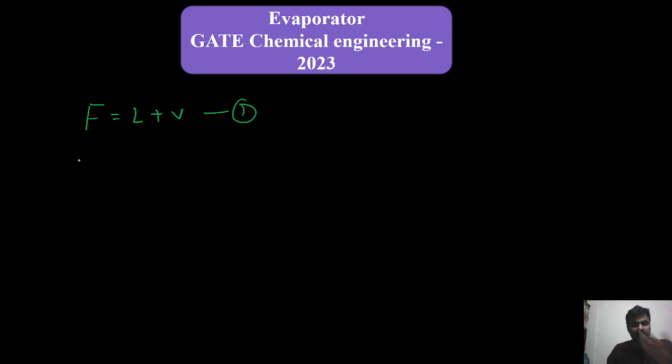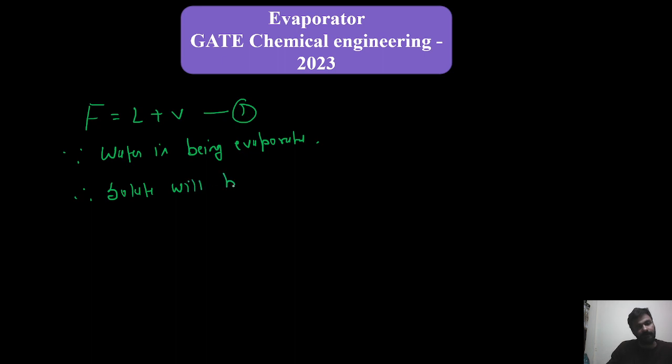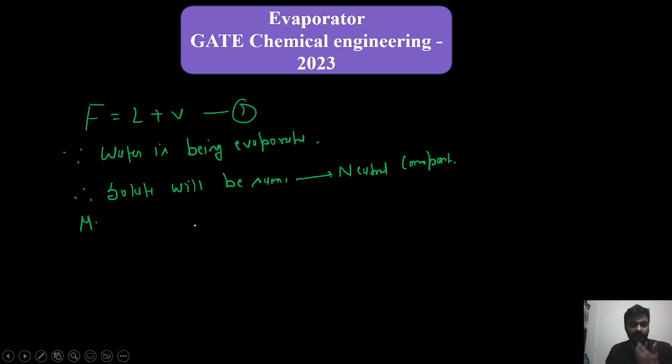Now, since water is being evaporated, the solute will be the same. So can I make a material balance for solute? That is the neutral component. You can call it a neutral component because it's not going to be evaporated, because our main aim is to concentrate the solution, right? So you'll have to evaporate the water, and the concentration of solute in the water will be increasing, right? So, material balance for solute.